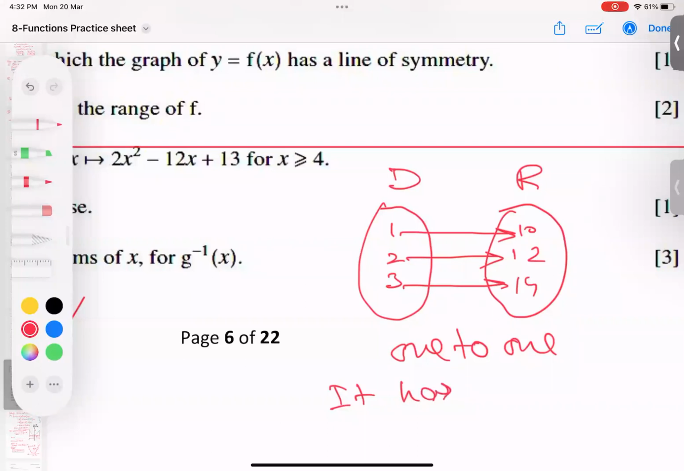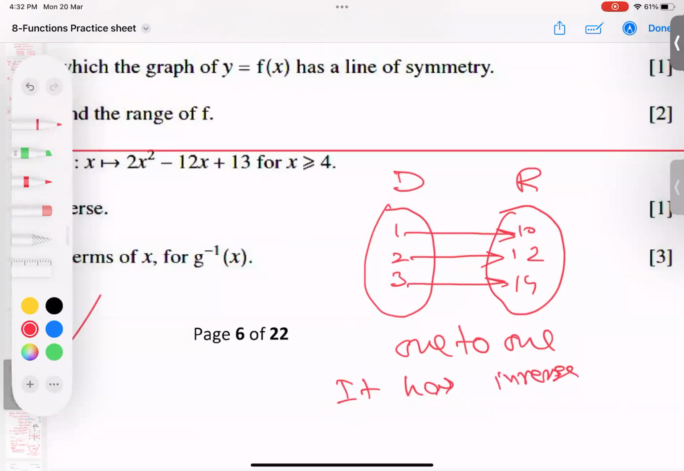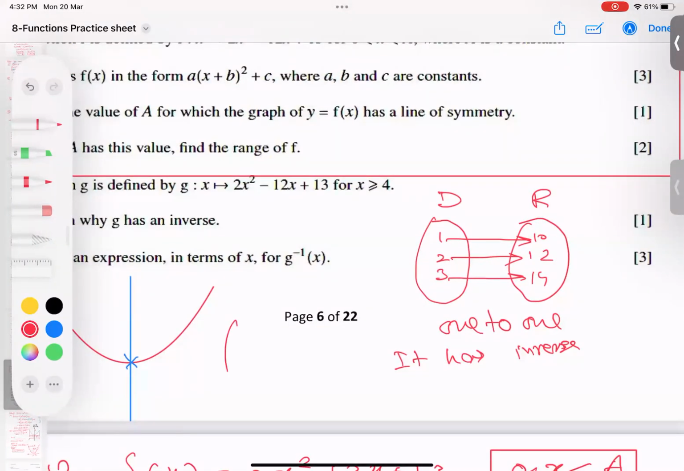But in case sometimes one x value has too many values of y. For example, I can say, let's start.